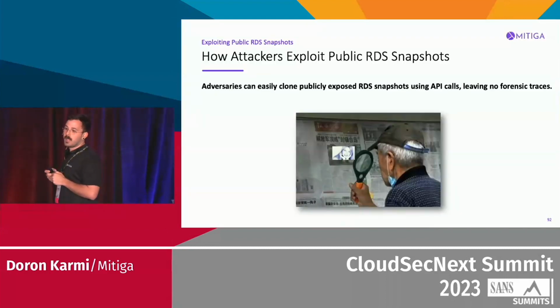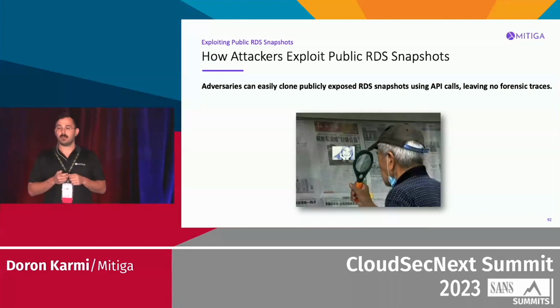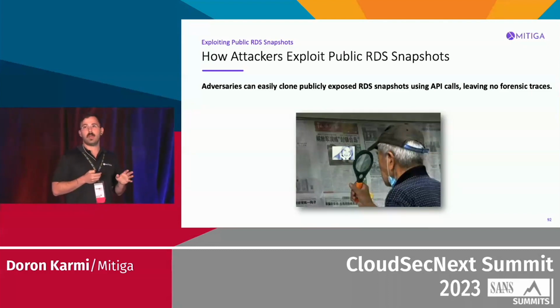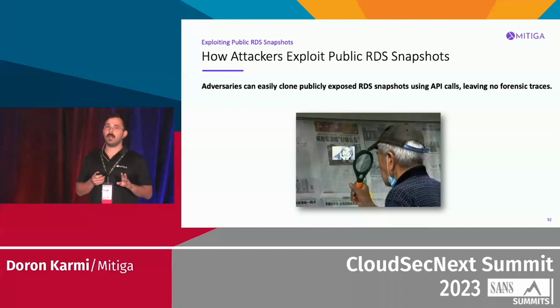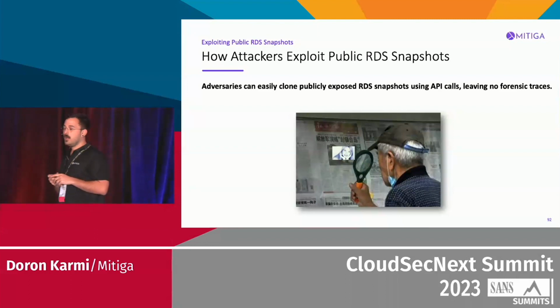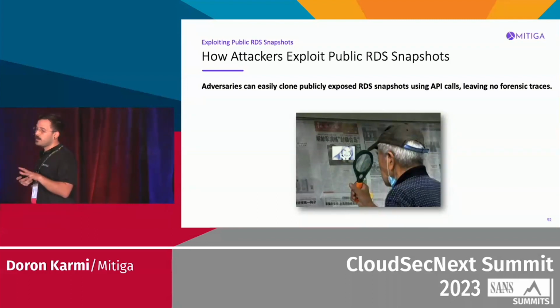So adversaries can easily clone publicly available RDS snapshots using only 2 API calls. They would need to use 2 API calls in order to find the snapshot and clone it to their premises. Try to think about traditional scans. So this is kind of a scan, right?